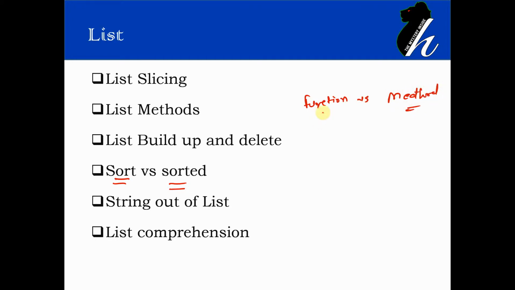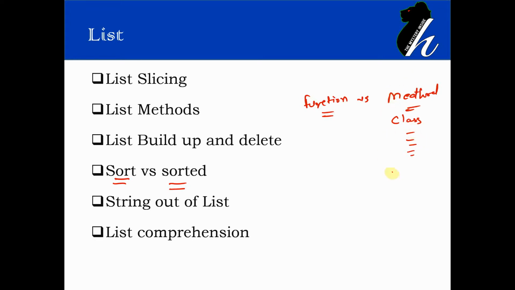So what is the fundamental difference between function and method? Those who have gone through object-oriented programming might be aware of this concept. A function is just a block of statements that performs a particular task, whereas a method is a function which is declared within a class definition. So a method is a function which is defined within a class.